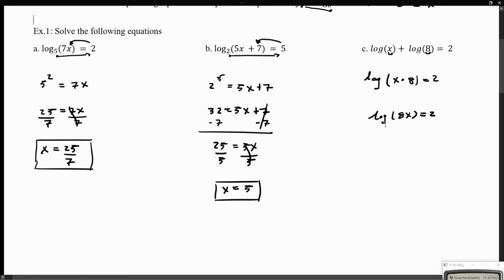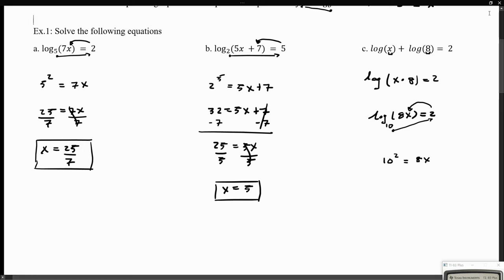And now that it's written as a single log, I can definitely use the idea of rewriting logs as an exponential, just like we did in example A and B. So let's do that. Remember that here, if we just write down log, it always has a base of 10. So I'm going to get the base of the log, which is 10. And I'm going to have an exponent of what it's equal to, which in this case is 2. And that's always going to be equal to what's inside the log, which is 8x.